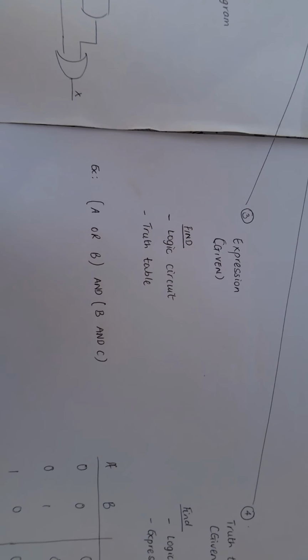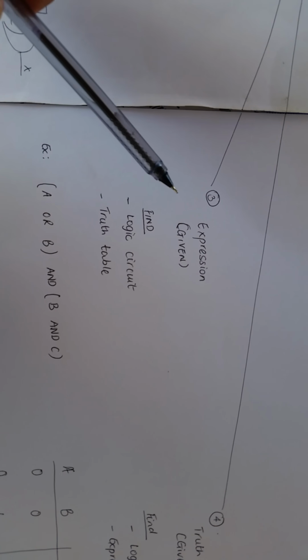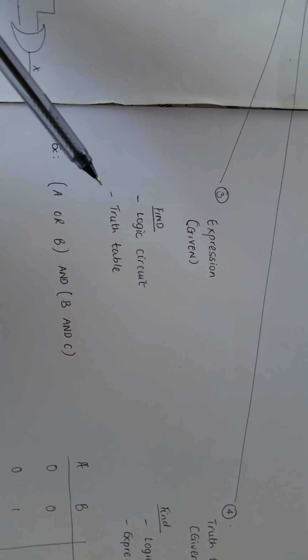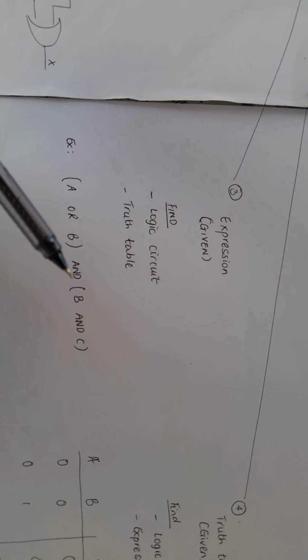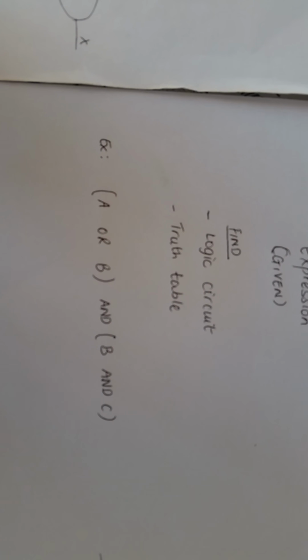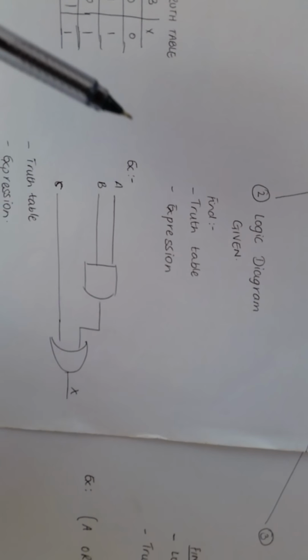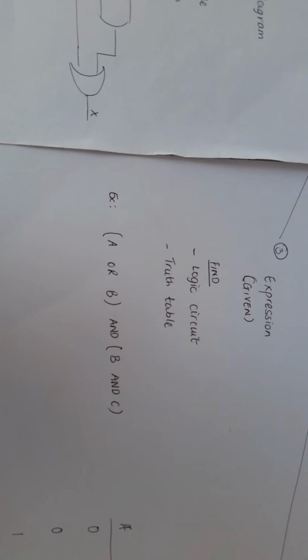Next, you have the expression. You will be given the expression. You will have to find the logic circuit and the truth table. Par exemple, le cas d'une expression comme A or B and B and C. And based on this expression, you will have to go for a diagram. For example, this is a diagram. You will have to create the diagram based on the logic circuit.